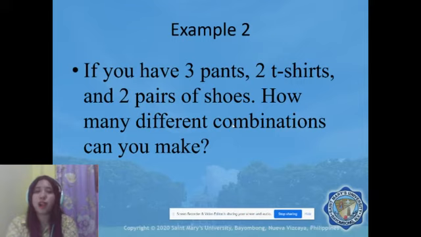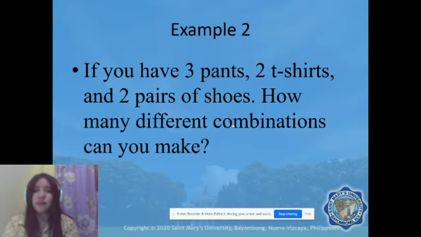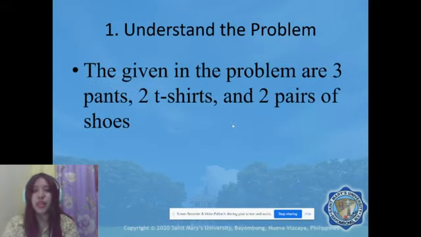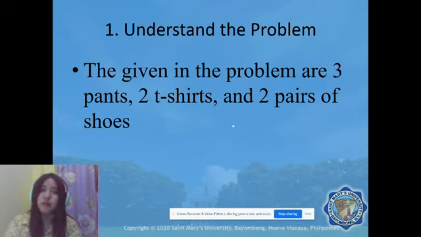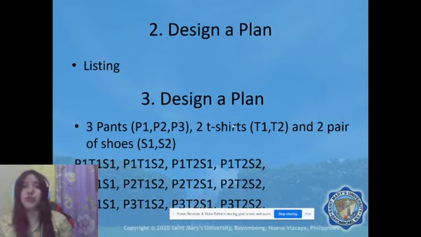Example number 2. If you have 3 pants, 2 t-shirts, and 2 pairs of shoes, how many different combinations can you make? So this is a topic in the fundamental counting techniques. To understand the problem, of course, we have to consider the given in the problem. So we have 3 pants, 2 t-shirts, and 2 pairs of shoes. And what is required is the number of combinations. So design a plan. So possible plan is listing.